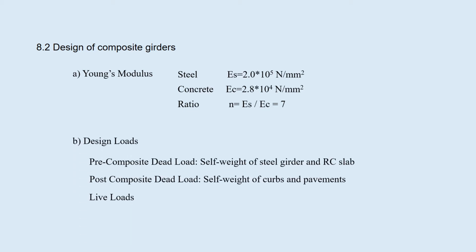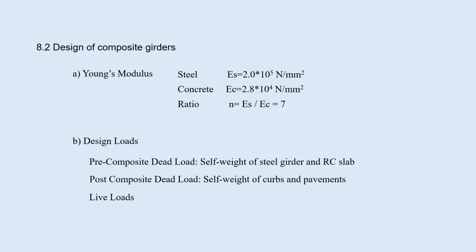B. Design layers. The steel girder is erected first, and the RC slab is then casted. After the slab concrete hardens, curbs and pavements are installed. Then the bridge is completed and open for traffic. Concrete does not get strength before it is hardened. Therefore, the bending moments caused by the dead loads, such as self-weight of steel girders and RC slab, are taken only by the steel girder.